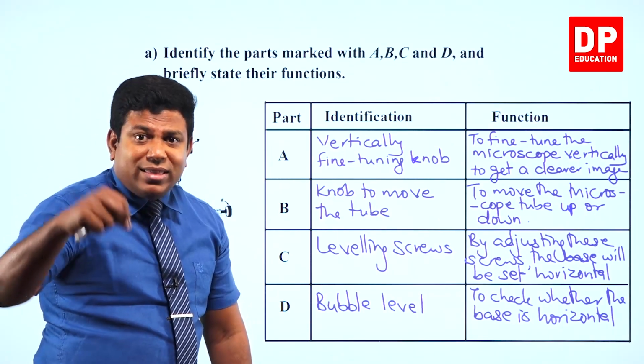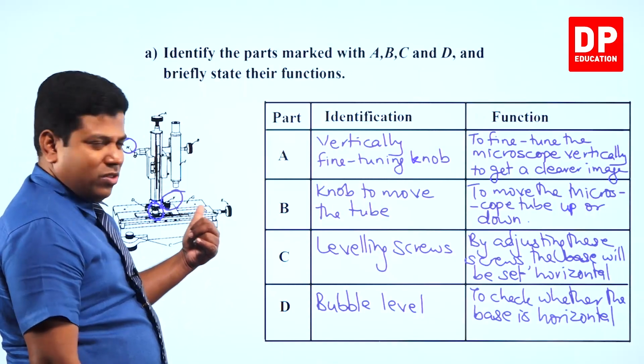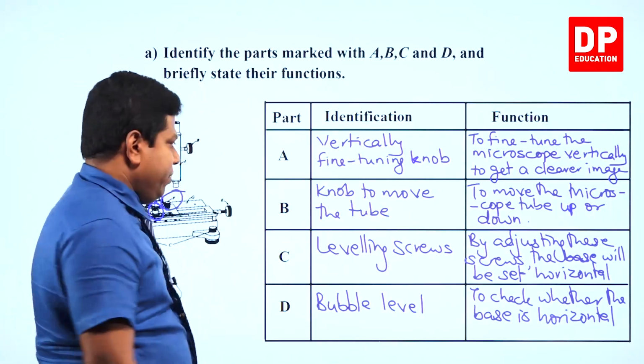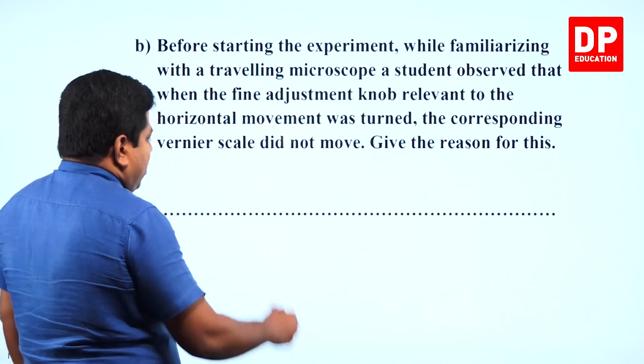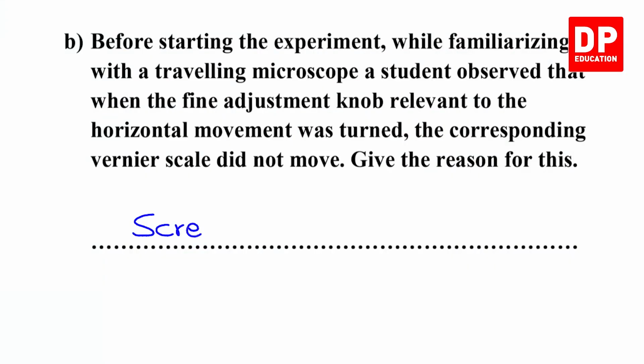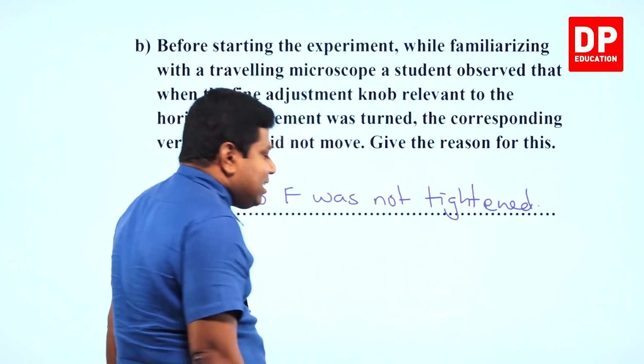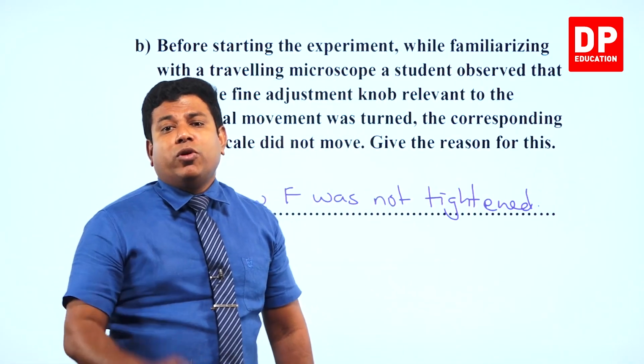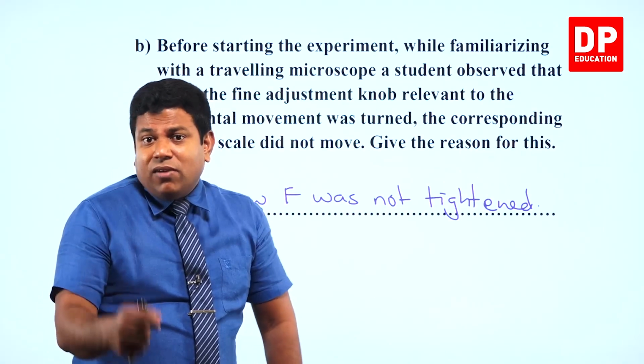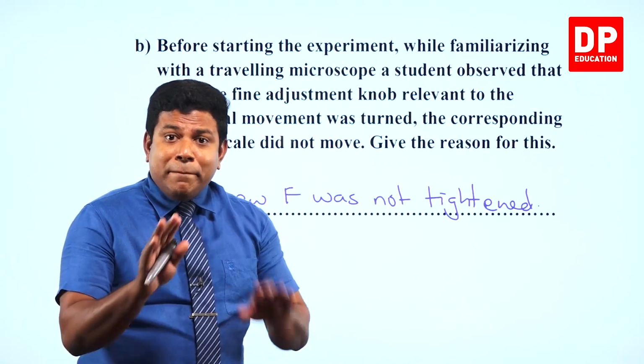If you did not lock that screw, in this case F, so it's easy to say screw F. Let's call it screw F. The reason is screw F was not locked or not tightened. Right? If you did not tighten that screw, then the fine-tuning wouldn't work. That's the same case for the vertical one also. But people won't miss tightening that.